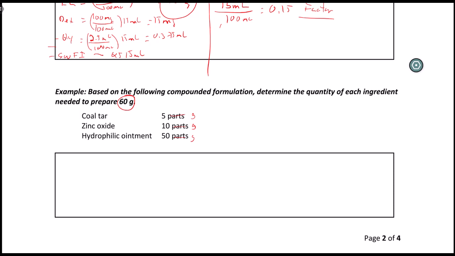It's meant to be a ratio, a proportion of each one of those ingredients in a total. So all I'm going to say is that I got 5 grams of coal tar plus 10 grams of zinc oxide plus 50 grams of hydrophilic ointment is going to give me 65 grams total, or 65 parts total, right?